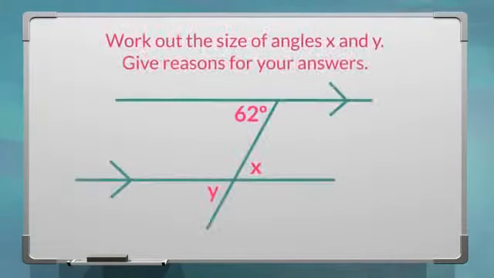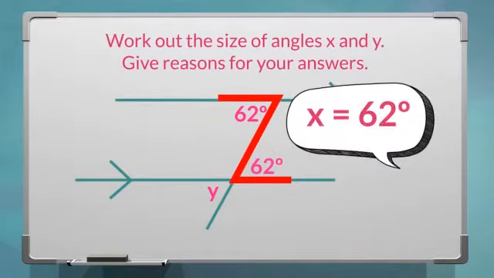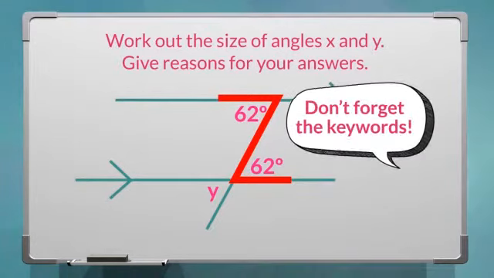Here's another one. Let's start with X again. How can I connect X with 62? Well, it might not look like it, but in fact, we can fit a Z in here. So the 62 degrees and the X are alternate angles, which means they are the same. So X equals 62. And the reason? Alternate angles are equal. Don't forget the key words.